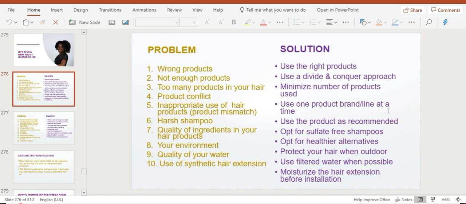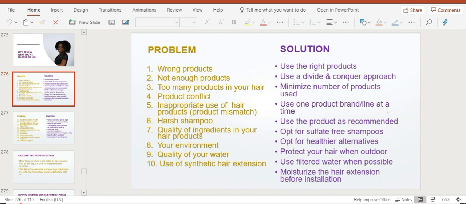The next reason we went over was the quality of the ingredients in your hair product. I recommended opting for healthier alternatives. A lot of natural hair products, especially those owned by black women, and again I have that blog post about black owned hair companies, have healthy natural ingredients. Not all of them obviously, but a lot of them do.